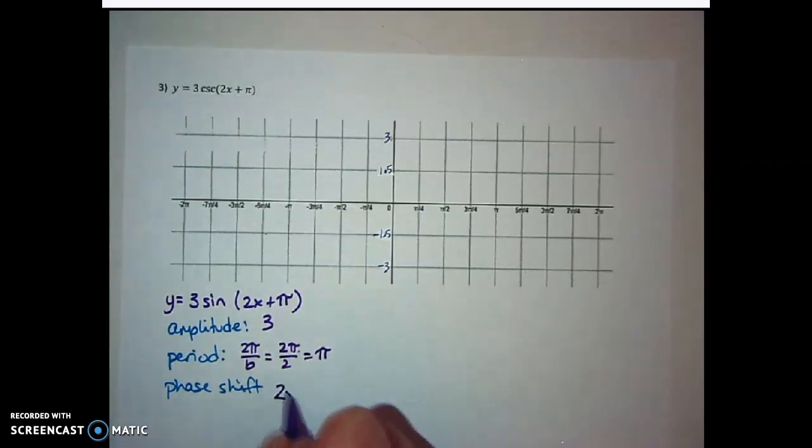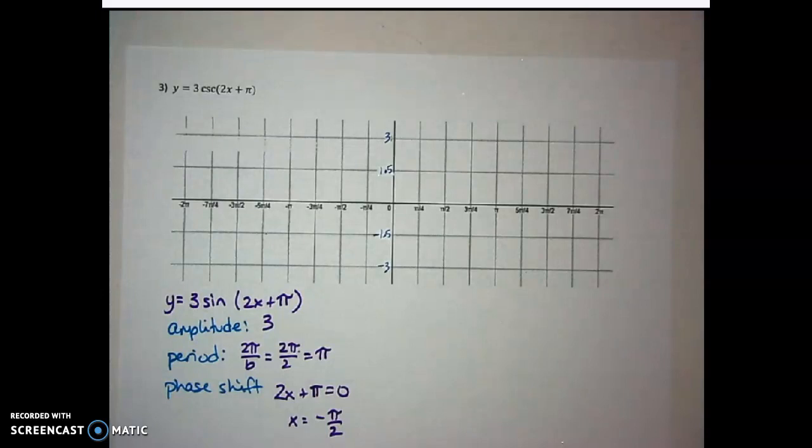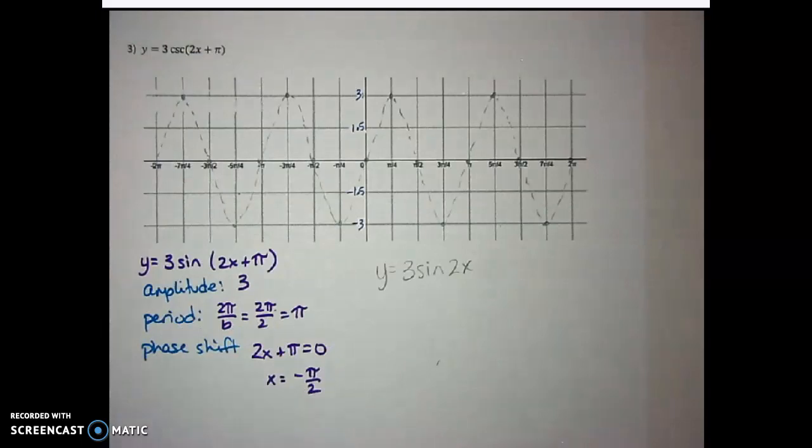And then my phase shift, when I set 2x plus pi equal to 0, and I solve this, I get x equals negative pi over 2. So my phase shift is going to be negative pi over 2. Remember, the first thing you're going to graph now is y equals 3 times the sine of 2x. So I would recommend doing that first of all in like a dashed pencil. So there in very light pencil, you can see I've graphed y equals 3 times the sine of 2x. Now we need to phase shift that pi over 2 units to the left.